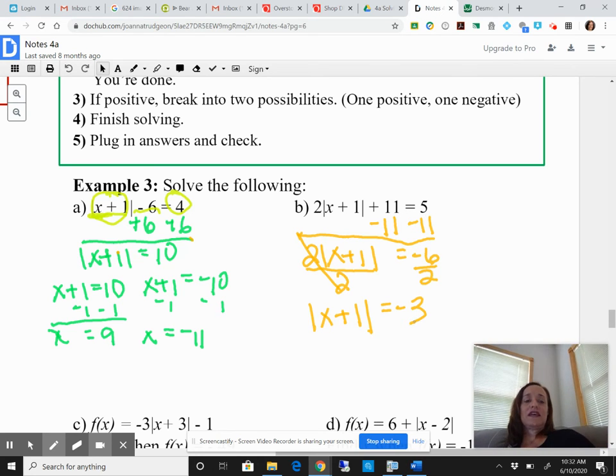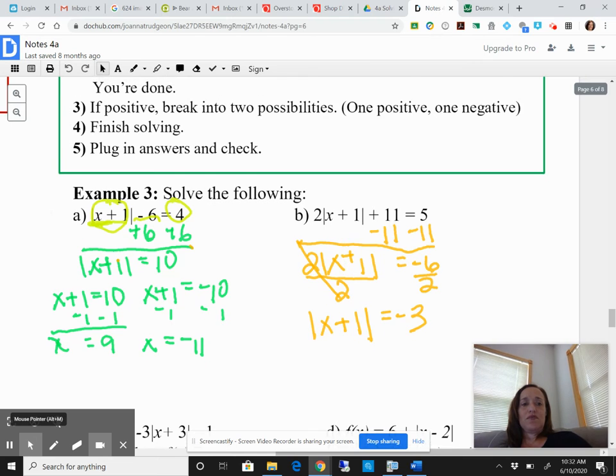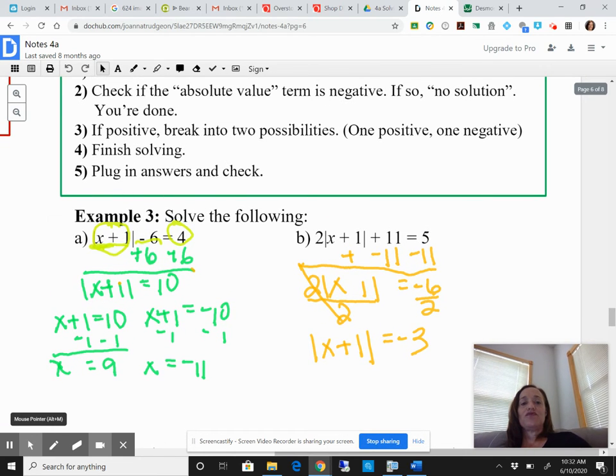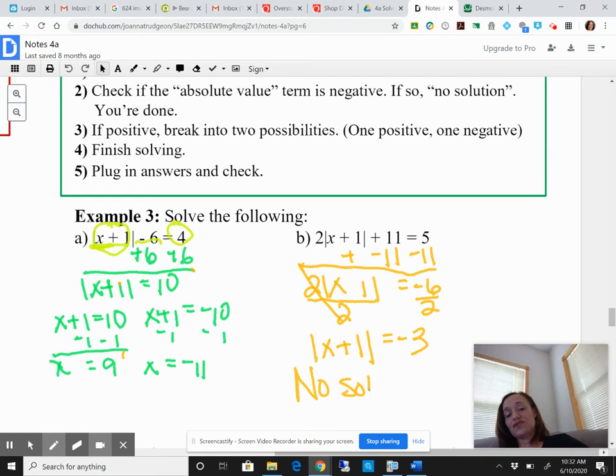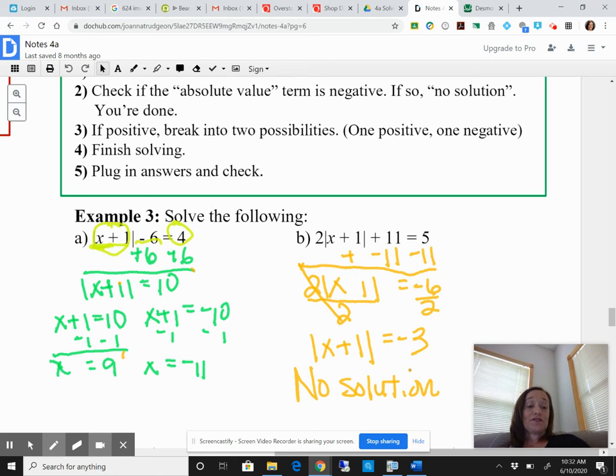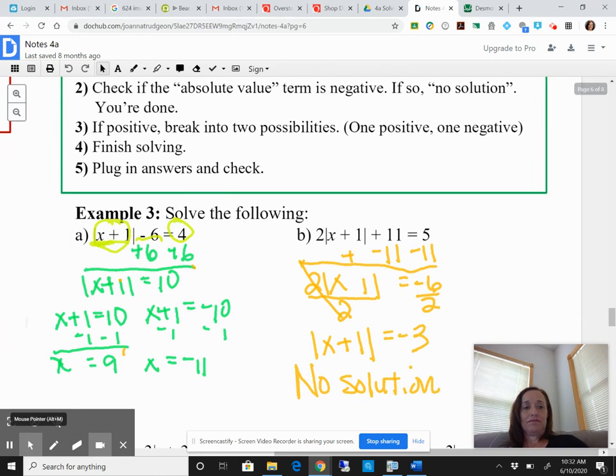This is where that step 2 in our little steps here is important. Check if the absolute value term is negative. So it equals negative 3, the right side there. Is it possible for that absolute value to deliver negative 3 to you? It can't. Absolute values only deliver positive answers. So when this happens, you can just say, hey, that's no solution. There is no solution to this answer. All right? So that's kind of nice because you just stop and you're done.